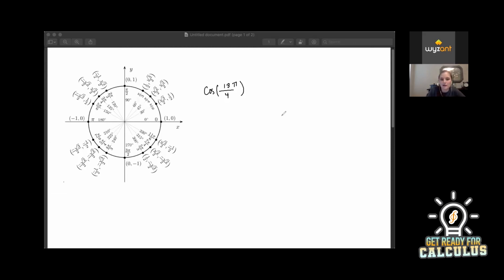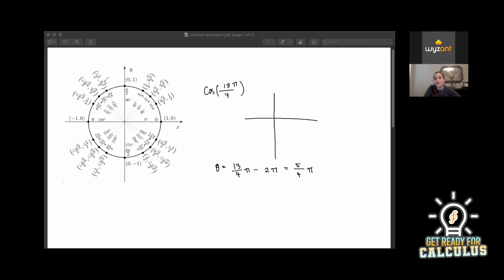Okay. So the first thing I would do is figure out where 13 pi over 4 is. 13 over 4 is 3.25. So that's bigger than 2 pi. So I want to take 13 over 4 and subtract out a 2 from it. So for my angle, I'm doing 13 over 4 pi, and I'm going to subtract out 2 pi. That's going to get me 5 over 4 pi.